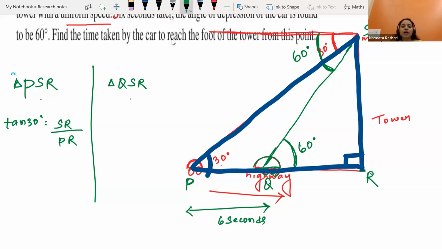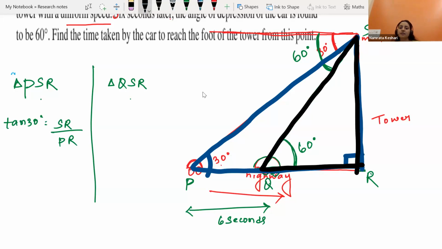In triangle QSR, the black color triangle, 60 degree we can see over here. So we will be writing tan 60 is equals to the same SR over QR. Now SR is there, SR is here also. Okay, fine. Let's start taking the assumption.